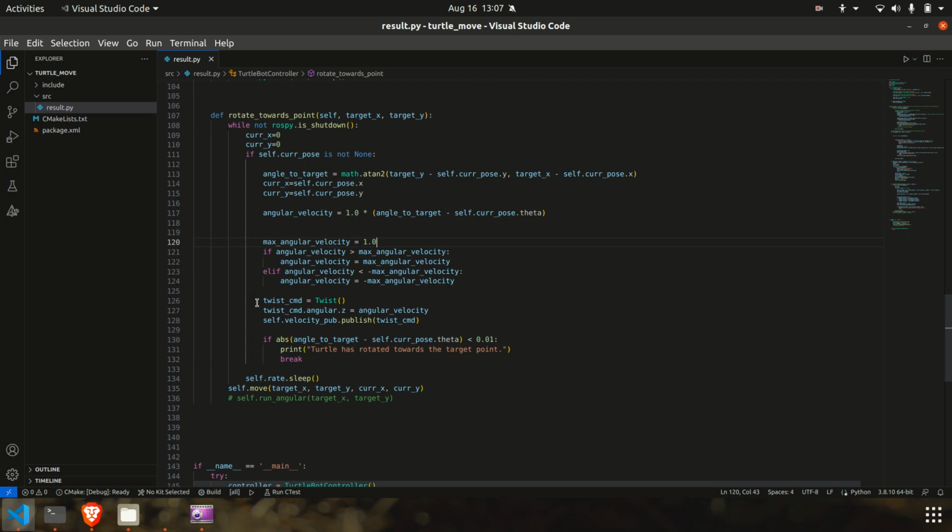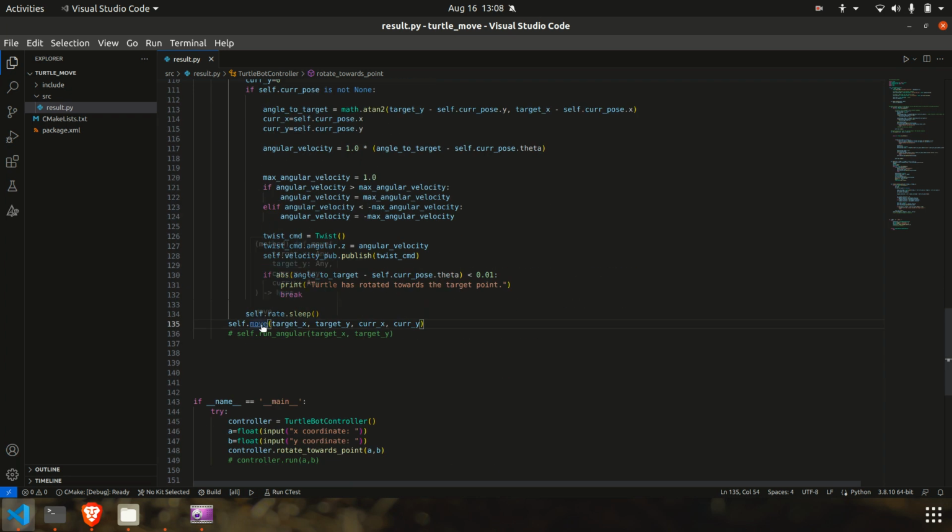So now this is the basic command for publishing the angular velocity. Now if the angle to target and the desired target difference is smaller than 0.01, then this loop will break, and we'll consider that as our final destination. Now this 0.01 is the accuracy of this function for rotating the turtlesim bot. Now we are calling the self.move function. So it will take the target x and y and the current x and y, and we'll go to this function here.